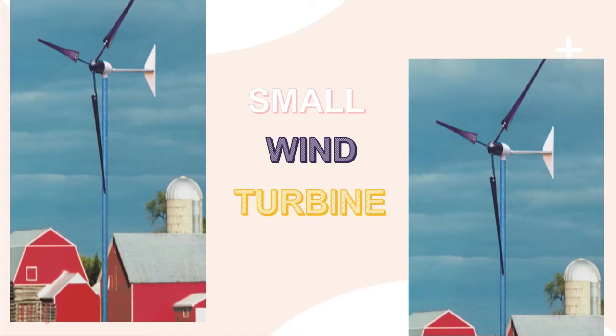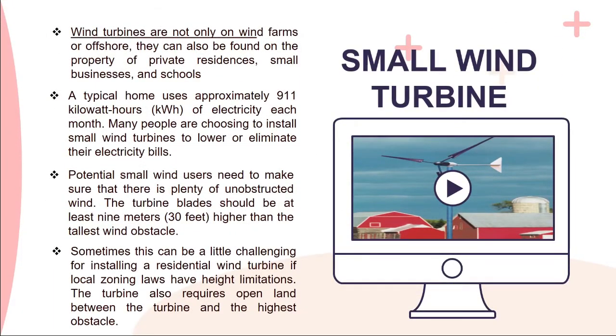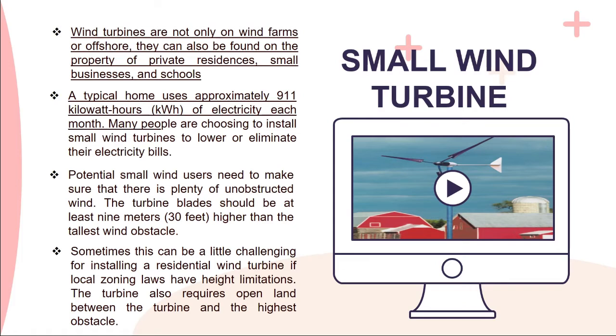Lastly is small wind turbines. Wind turbines are not only on wind farms or offshore, they can also be found on the property of private residents, small businesses, and schools. A typical home uses approximately 911 kilowatt-hours of electricity each month. Many people are choosing to install wind turbines to lower or eliminate their electricity bills.